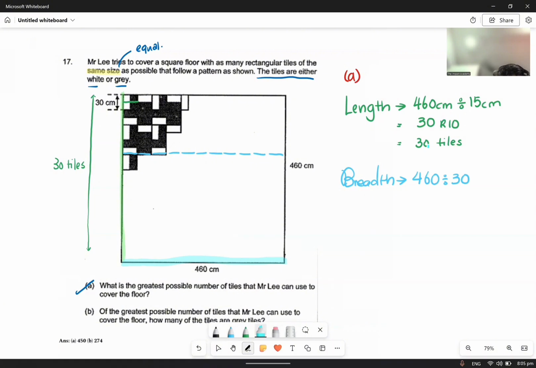Okay, so I'm going to erase this. So in that case, I will get an answer of 15 remainder 10. Of course, because the question asks for greatest, you cannot go and round up. You get what I'm trying to say? So what you want to do is, of course, to round down. So you round down to 15 tiles. Am I making sense?